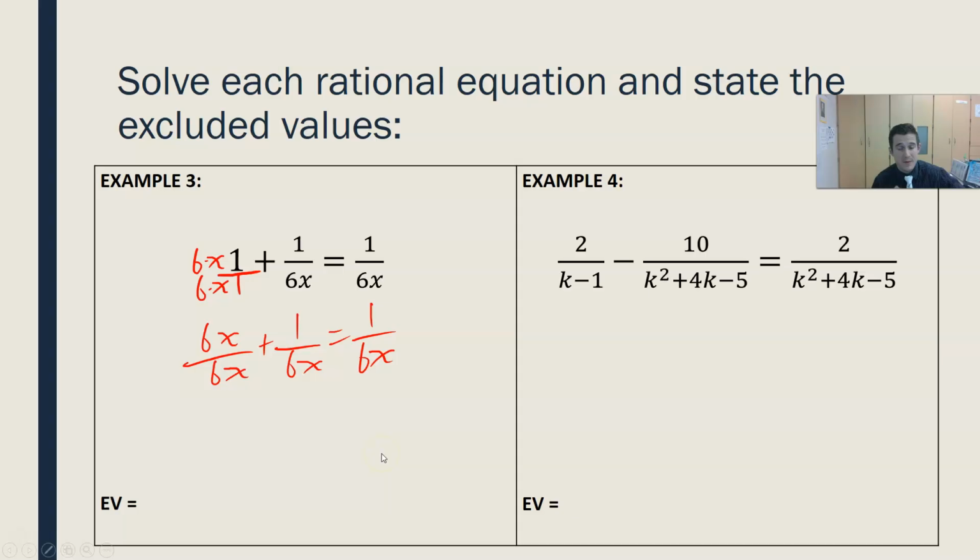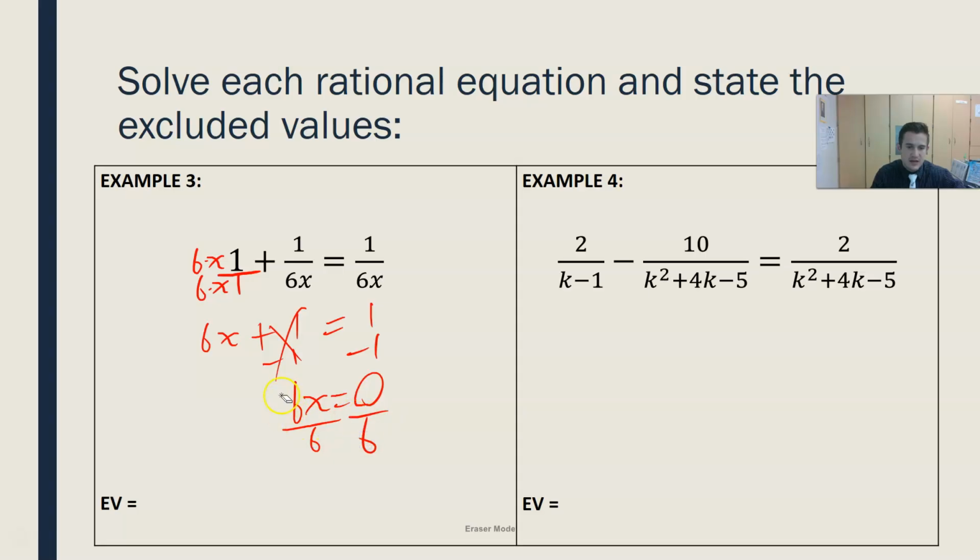Now that all the bottoms of my fractions are the same, I can ignore them for a minute. I just do away with them and only look at the tops of my fractions. 6x plus 1 equals 1. Okay, well, I'm going to go ahead and subtract 1 on both sides. I get 6x equals, well, 1 minus 1 is 0. Then when I divide by 6 on both sides, I get x equals 0 divided by 6 is 0. So my solution is x equals 0.